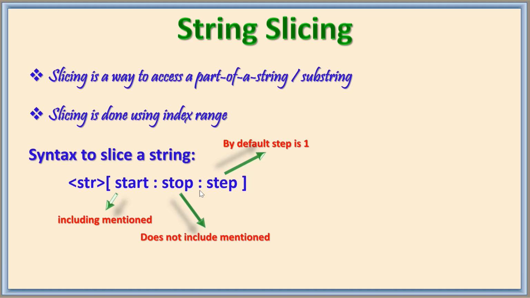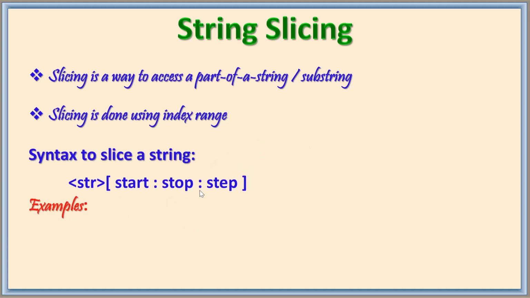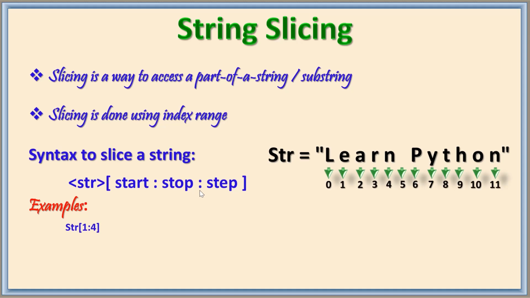Let us see some examples now. Let us take str is equal to "learn Python". Here is the first example, str[1:4]. Immediately we can note down the index numbers for the string given. It starts from 1 and then it ends at 4, but 4 is not included. So that means stop minus 1, that is 3. So 1, 2, 3, EAR is the output.